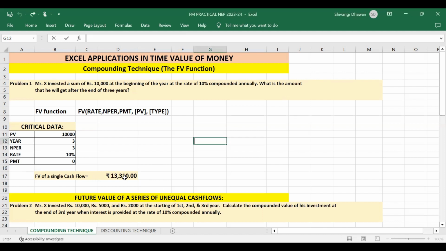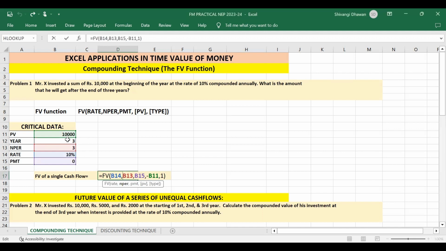And this is how it's done. So, equal to future value, that is FV. We will activate this function. For rate, we will take cell referencing as B14, where our rate of 10% is given. Then for NPER, we will take the number of periods as 3. For PMT, we will take 0 as we have no constant payments in this question. For present value, we will take 10,000. To get the positive value, we always put a negative sign in front of the present value.